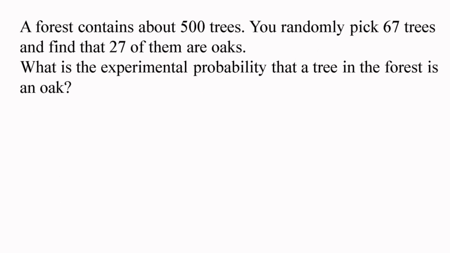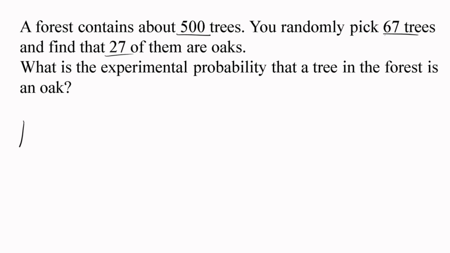Here we have another example. A forest contains about 500 trees. I told you highlight this number. You randomly pick 67 trees and find that 27 of them are oaks. So I'm gonna highlight those numbers. What is the experimental probability that a tree in the forest is an oak?